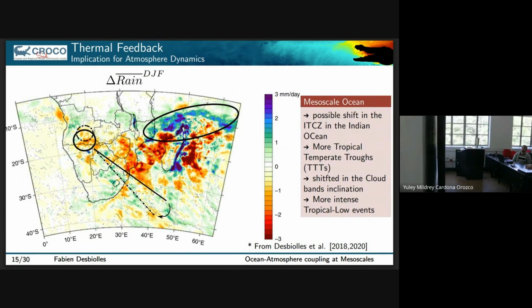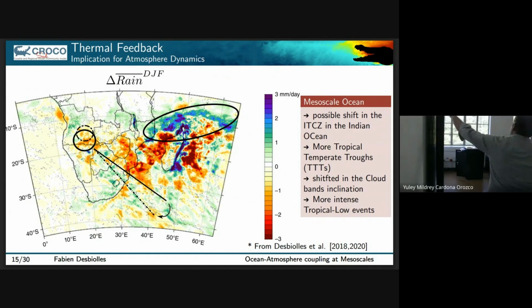And that results in a very different mean precipitation over the summer, okay? So here you have colors for more precipitation per day or less precipitation per day, okay? And this is in millimeters per day, but roughly this corresponds to 20% of the rain, and here up to 25%, okay? So that means that this coupled process also acts on larger scales and can modify the atmospheric mean distribution, okay?